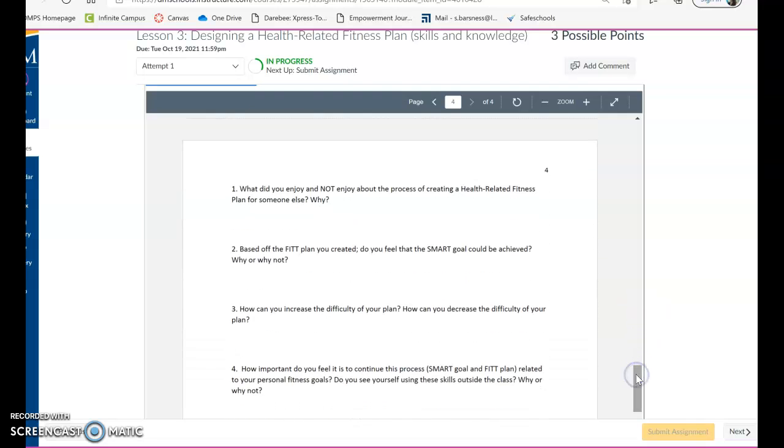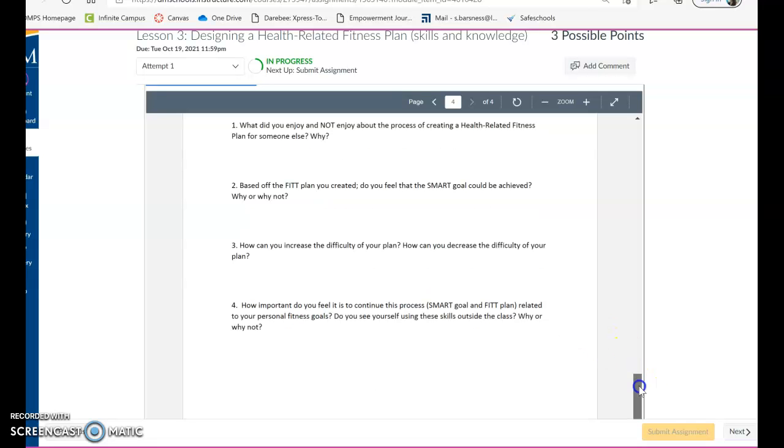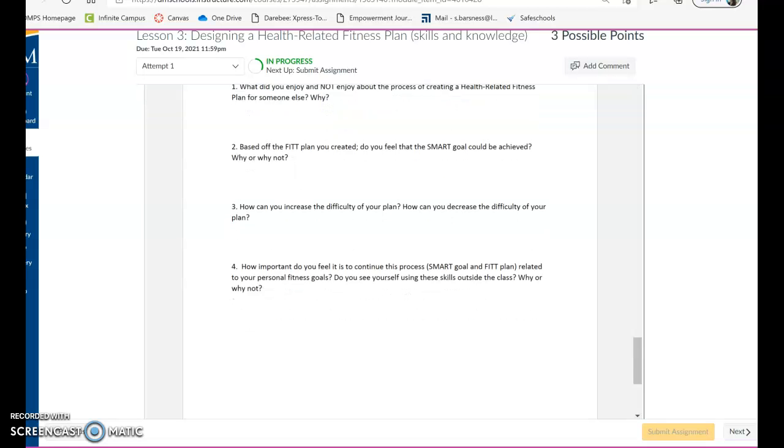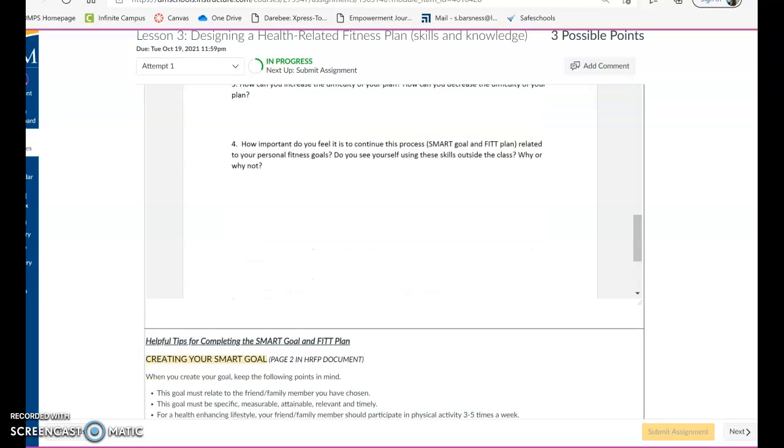The last page of your final project is going to be some reflection questions about creating this health-related fitness plan. And you can see here question 3, how can you increase and decrease the difficulty? That kind of goes back to that MVPA assignment where you had to compare and contrast two exercises. Like, how can you make it more difficult? How can you make it less difficult for your patient?